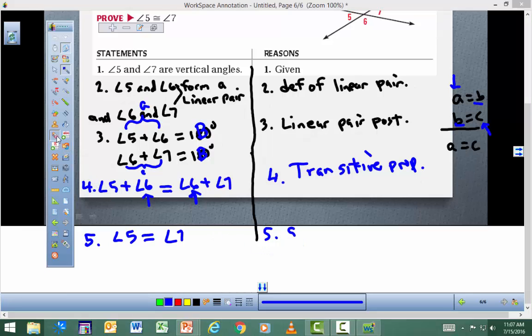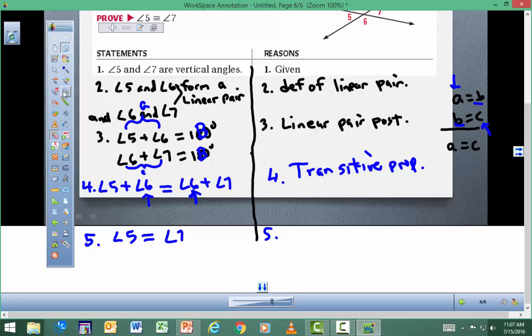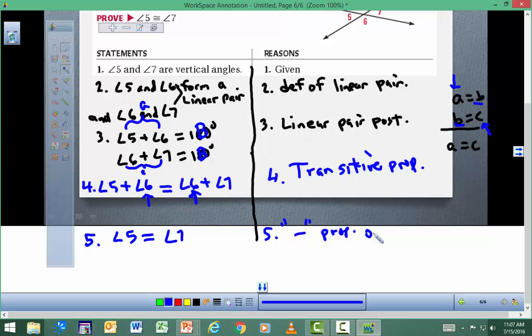let's see. We can use our shortcut method. Subtraction property of equality. And the reason I can do that is because I had an equal sign. If I have an equal sign, I could add, subtract, multiply, or divide the same number on both sides of an equal sign. So there you have it.